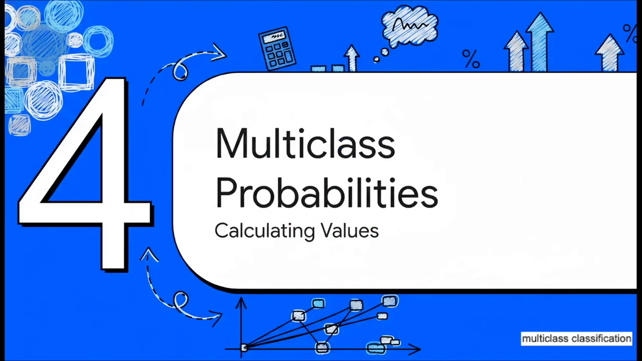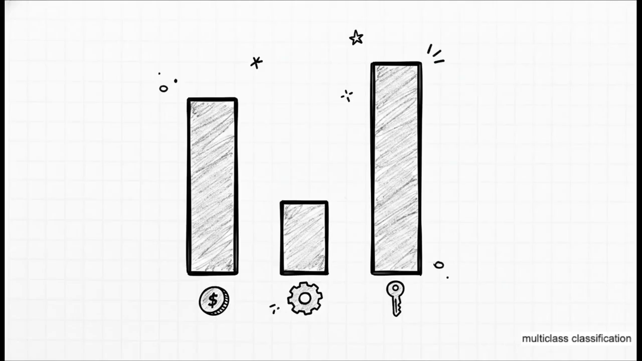All right, part 4, calculating multi-class probabilities. Talk is cheap, so let's look at the definitive proof and calculate some actual numbers to see exactly how softmax operates. Imagine a single support ticket comes in, and our model calculates 3 raw scores for it. Let's say it gives a z-score of 1.2 for billing, 0.7 for a technical issue, and 2.5 for account access. Now remember, these are just raw mathematical scores right now, not percentages.